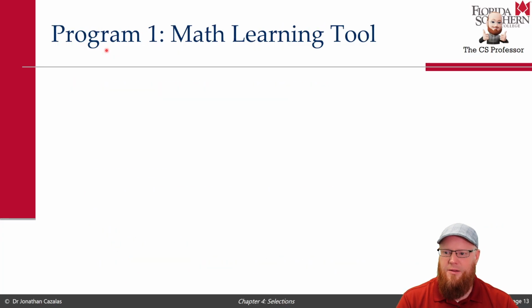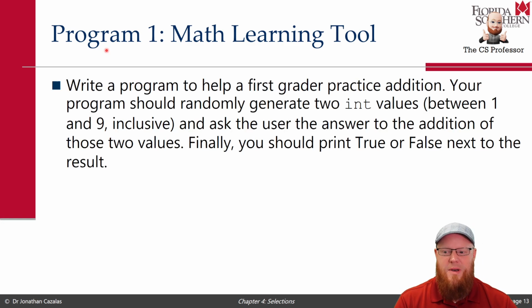So with that in mind, let's do program 1 of this chapter, which is a math learning tool. Write a program to help a first grader practice addition. Your program should randomly generate 2 integer values between 1 and 9 inclusive. You should ask the user for the answer to the addition of those 2 values, and then you should print true or false next to the result.